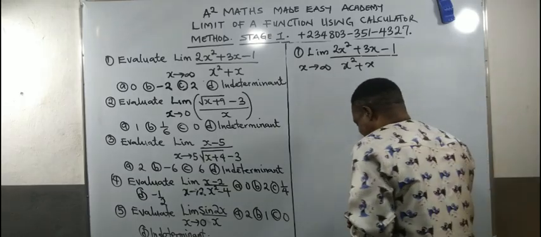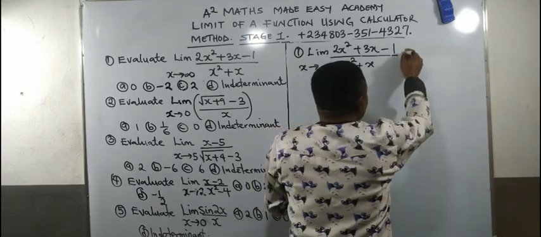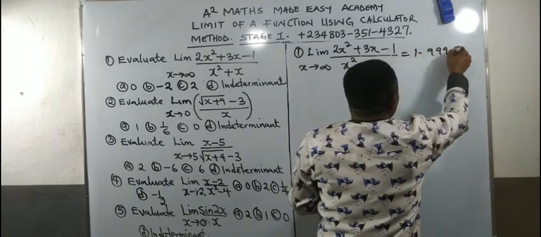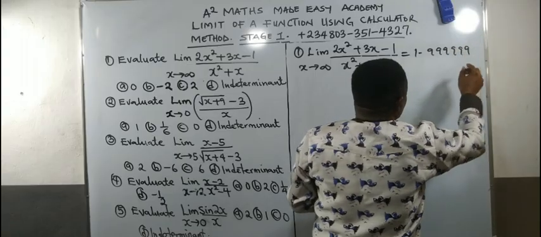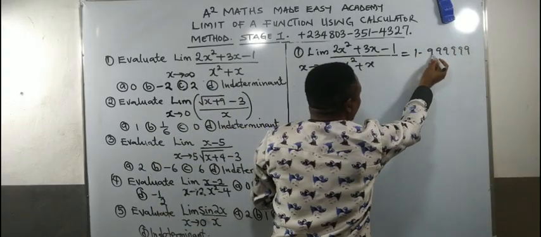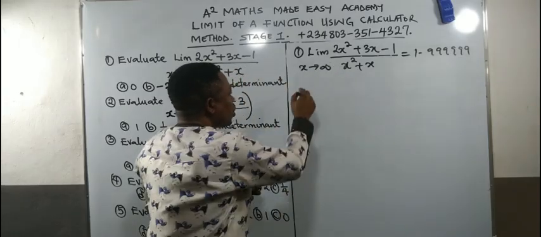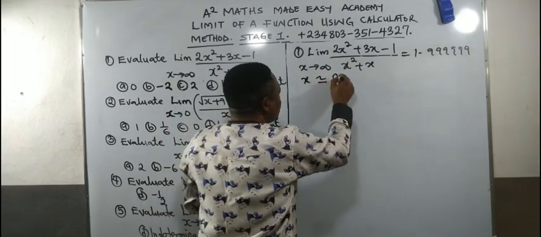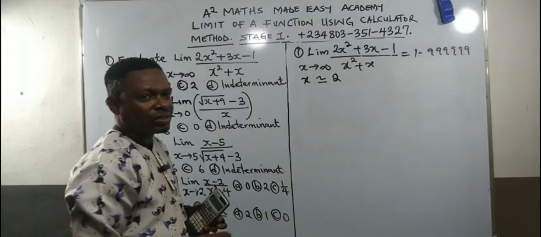So let me write up the answer now. The answer we got here is 1.999999 continuous. Are you with me now? Now, by approximation, if you approximate 1.999999, it will give you 2. So the limit by approximation is 2. And that is the final answer.